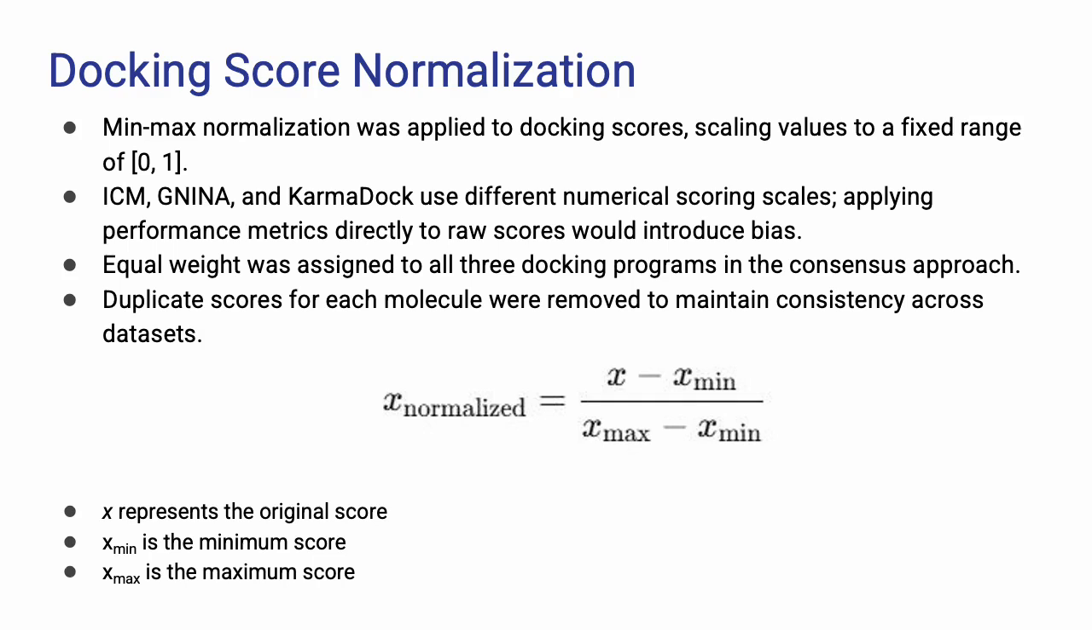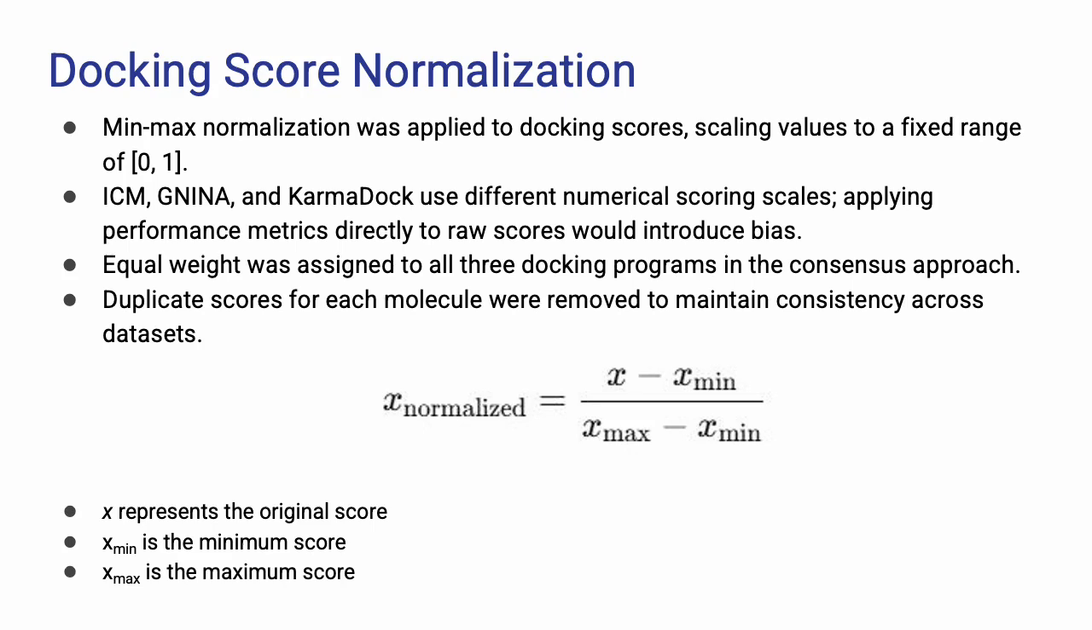After obtaining docking results from ICM, Nina, and KarmaDoc, the scores were normalized using min-max normalization. This method rescales the data to a fixed range of 0 to 1, allowing fair comparisons across different targets and enabling the integration of scores for consensus scoring.